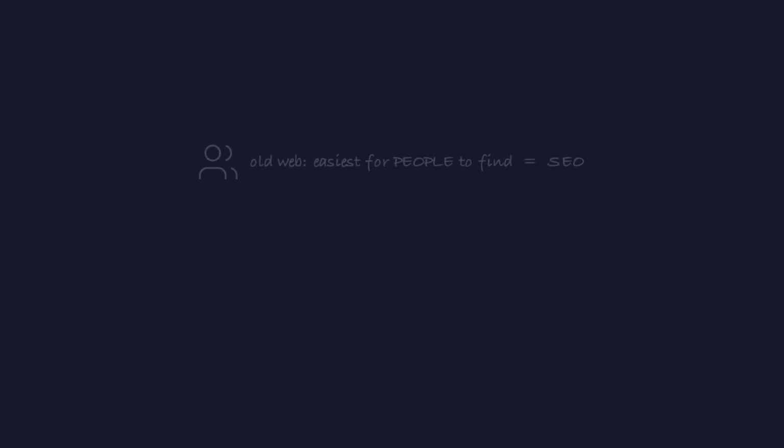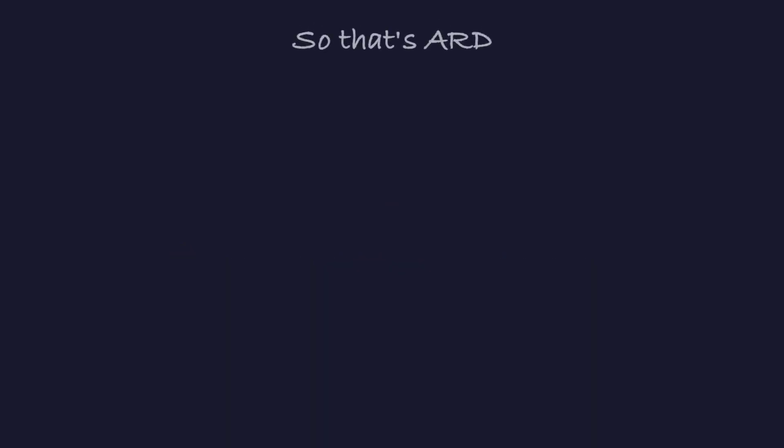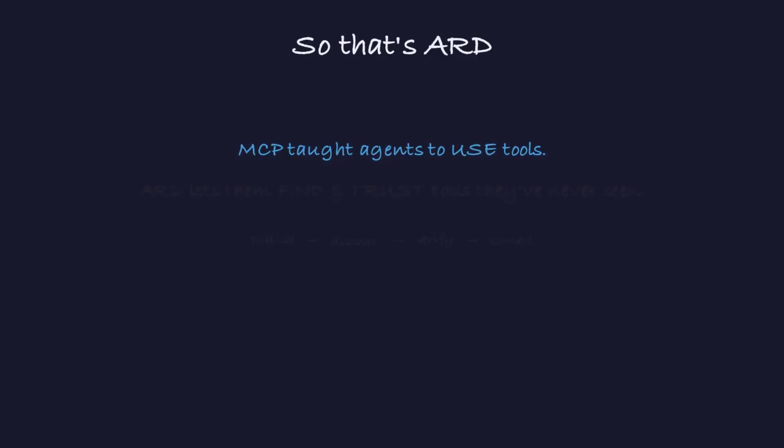Step back. For 20 years, the web rewarded whoever was easiest for people to find. That was SEO. The next web rewards whoever's easiest for agents to discover and trust. People are calling it the agentic web, and publishing your catalog is about to be as basic as having a website.